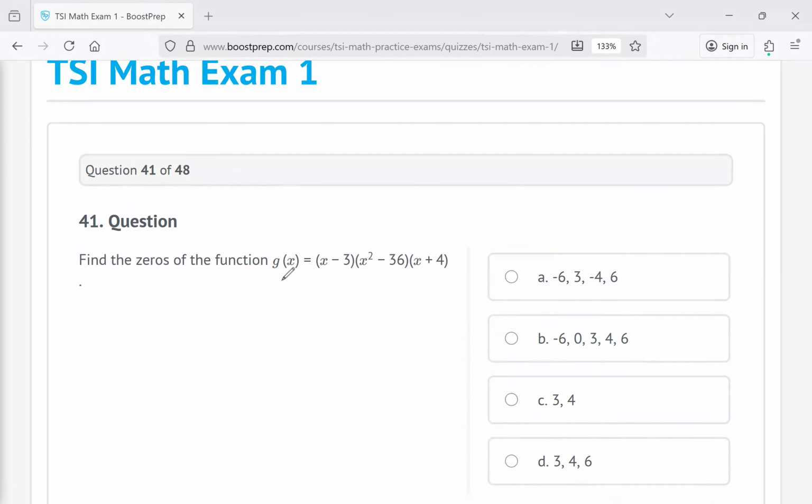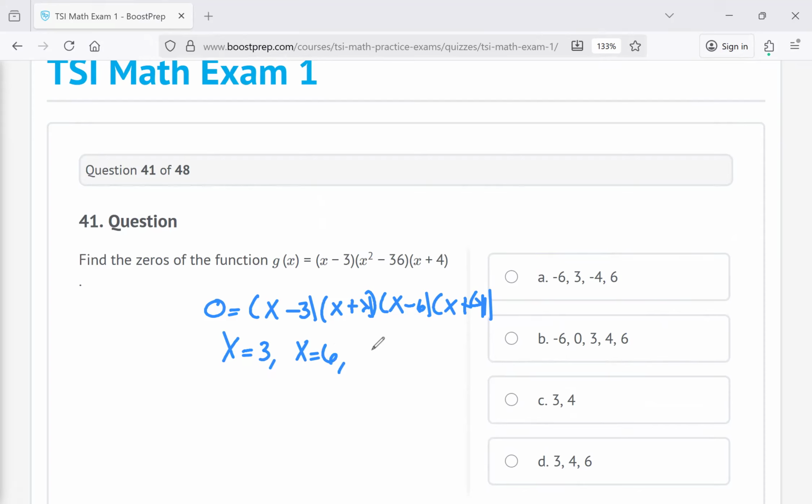Find the zeros. So basically, they're saying find the x-intercept. So set g of x to 0, and then try to factor as much as you can. So x minus 3 is already, can't do much. x squared minus 36, that's a perfect square. That can be factored as x plus 6 and x minus 6. And then x plus 4 is the same. And then when you actually solve for x, one of my x is going to be positive 3. The other x is going to be positive 6 and negative 6. And then the other one is negative 4.